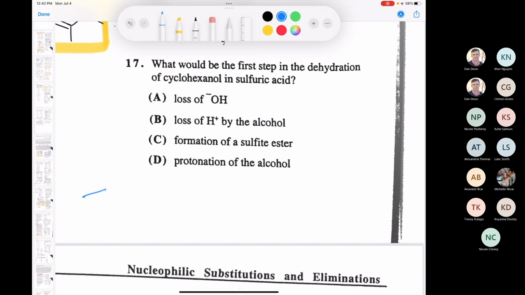So if you take cyclohexanol, which is just this alcohol, and you treat it with sulfuric acid, and you end up making cyclohexene, right? Because that's what dehydration is. You end up losing water. You form this. Well, what's the first step going to be? Could anybody tell me? And it's not a trick. We looked at it in the last problem.